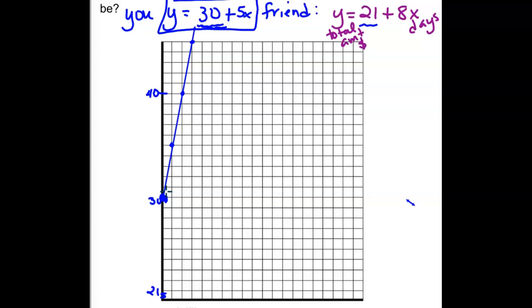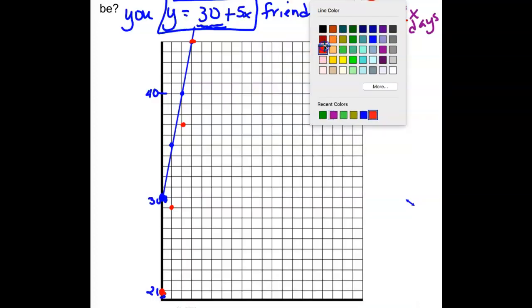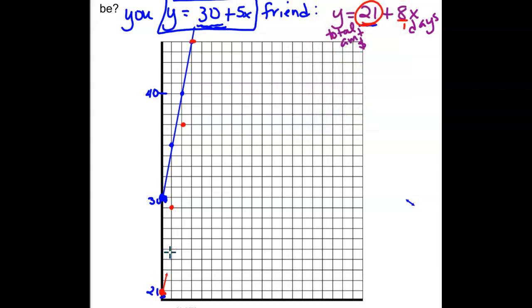Okay, now my friend is going to start at 21, so down here at 21, but the friend has a slope of 8. So we're going to go up 8 and over 1. Up 8 over 1, up 8 over 1. And we'll draw that line in. So starting down here at 21 and doing a slope of 8.